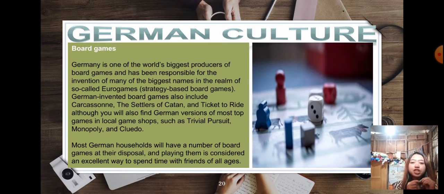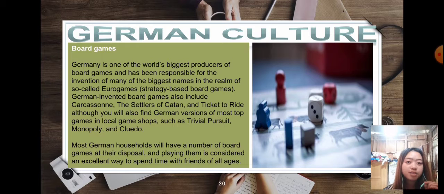Board games. Germany is one of the world's biggest producers of board games and has been responsible for the inventions of many of the biggest names in the realm of so-called Euro games, which are strategy-based board games. German-invented board games also include Carcassonne, The Settlers of Catan, and Ticket to Ride, although you will also find German versions of most top games in local shops, such as Trivial Pursuit, Monopoly, and Cluedo.